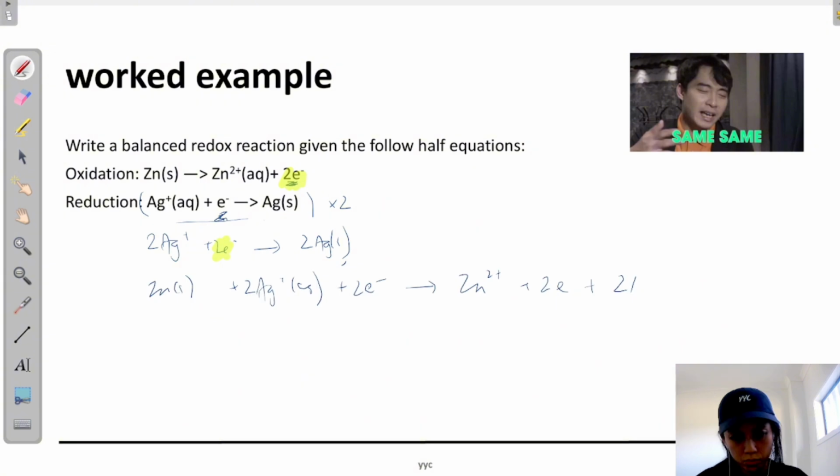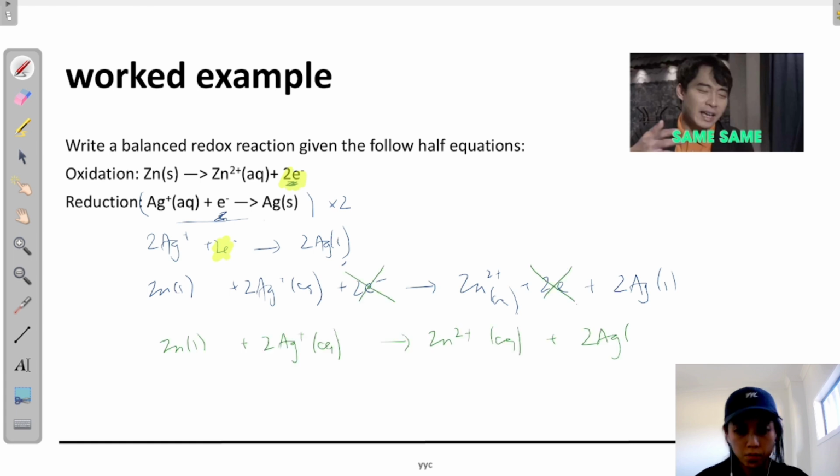So you can see when you combine everything, on the left stays on the left, everything on the right stays on the right, you have the electrons here that you can now cancel out. So your overall redox reaction should look like this. Cool, so that's your final one without the electrons because they've cancelled out.